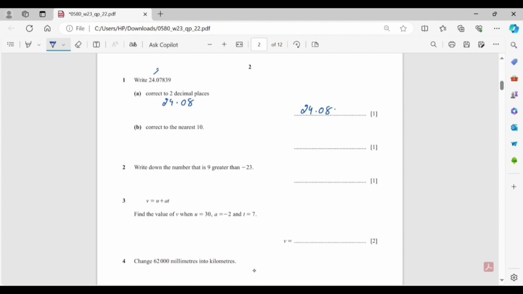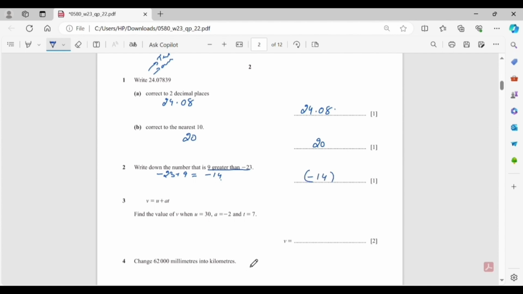So 4 is the ones place, 2 is the tens place. 4 is less than 5, so it will be 20. So our answer is 20. Second question, write down a number that is 9 greater than minus 23. So minus 23 plus 9, which will be equal to minus 14. So our answer is minus 14.